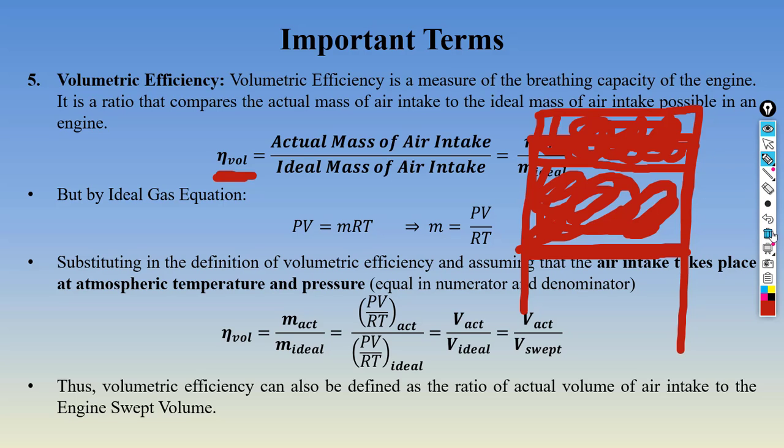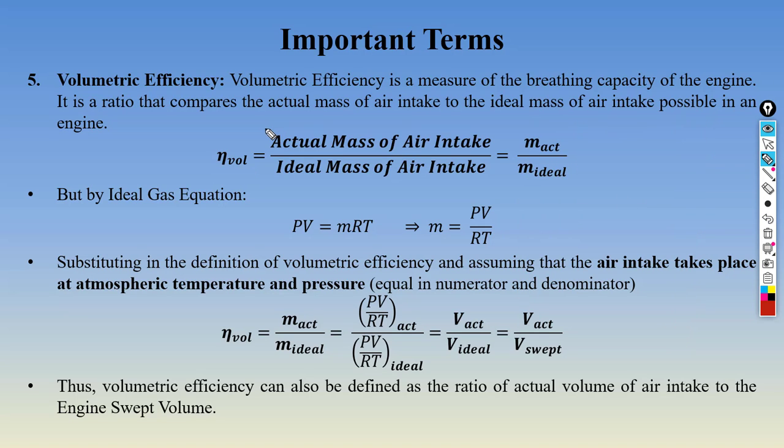Volumetric efficiency is the ratio of the actual mass of intake air, the amount of air which actually came into the engine, divided by the ideal mass of intake air. Ideal mass of intake air means how much air should have come into the engine. Through this derivation, you can also say that volumetric efficiency is the actual volume of intake air divided by the swept volume.